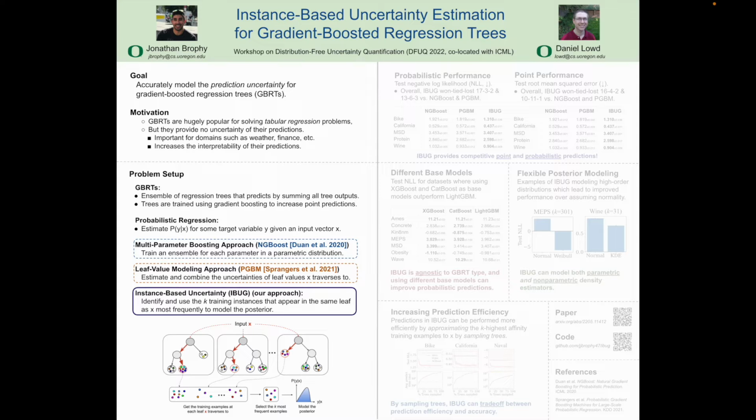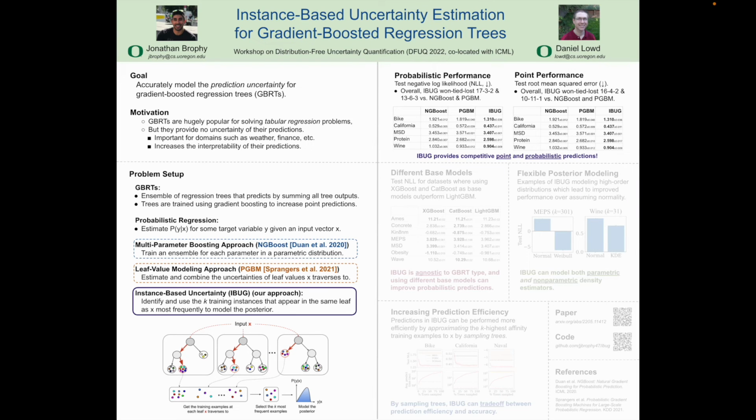Our approach, which we call IBUG, uses instance-based learning, where we identify the k training examples that appear in the same leaf as x most frequently throughout the ensemble. And then we use those examples to model the posterior. So for example, to model the output as a normal distribution, we use the scalar output of the GBRT to model the mean, and then we use the k highest affinity training examples to estimate the variance of that prediction.